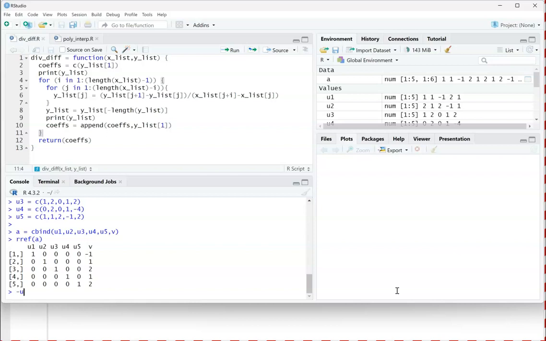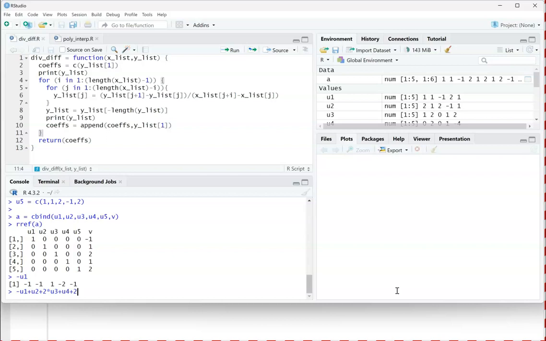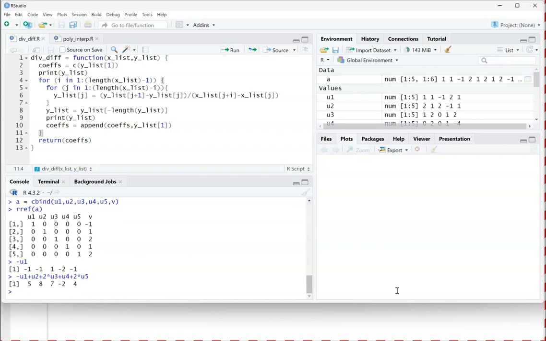I don't know if it'll do negative U1 or not. Okay, it's fine with that. Negative U1 plus U2 plus 2U3. Why am I looking behind me? I can see it on my screen. Plus U3 plus U4 plus 2 times U5. And I should get that V vector that we had.